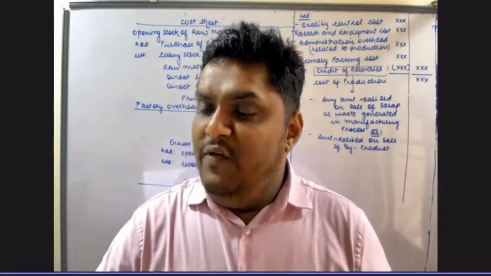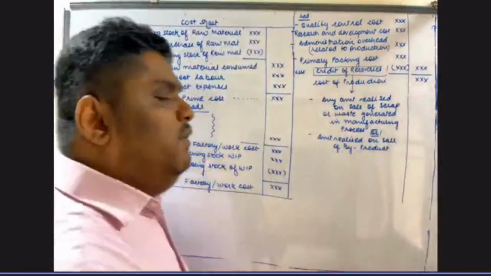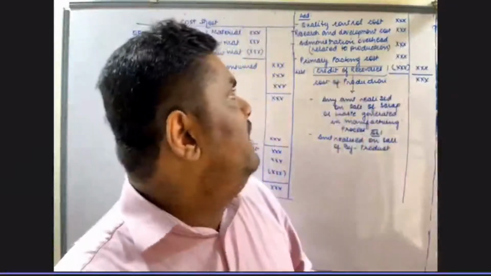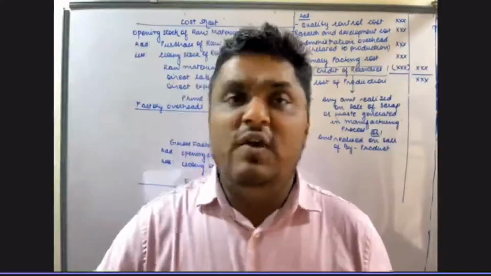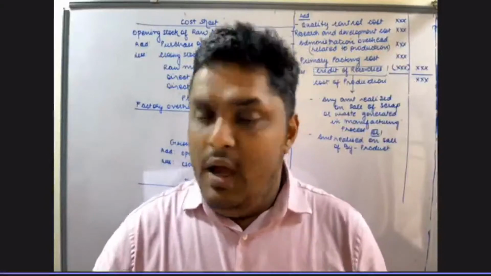If it is a normal supervisor, that is a factory supervisor, it will form part of factory overheads. But if it is a production control manager, then it will form part of administration overhead related to production. Repairs of machinery will form part of factory overheads, Mayur. I hope, Sudhanshu, your query is resolved.